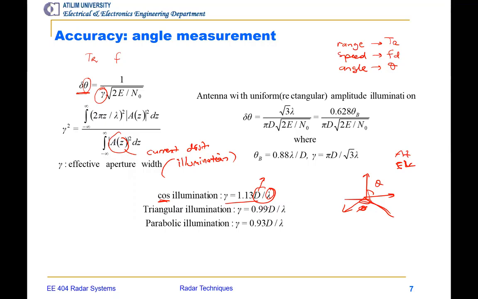For triangular illumination, it is smaller. And for parabolic illumination, it has a minimum. For each of these, we can determine the error in angle, and we can determine the beam width accordingly for each of these illuminations. So as a conclusion, we can model the error in the range, in speed and angle by using the same methodology and the parameters alpha, beta, and gamma.